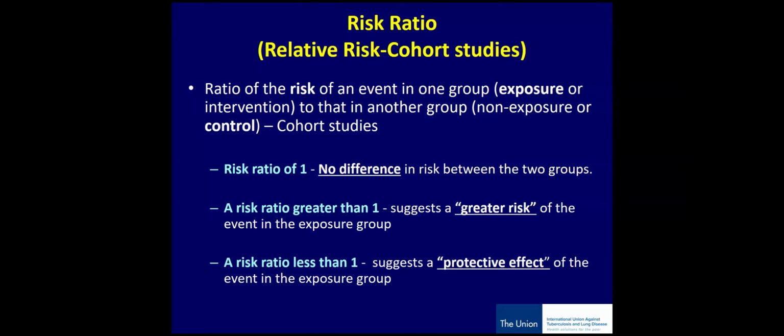If it is less than 1, they have lesser risk, or it is protective. For example, those who have received a vaccine, compared to those who did not receive a vaccine. Those who received the vaccine should ideally have lower incidence of the outcome of interest. So automatically when you calculate a relative risk, it will be lower than 1.